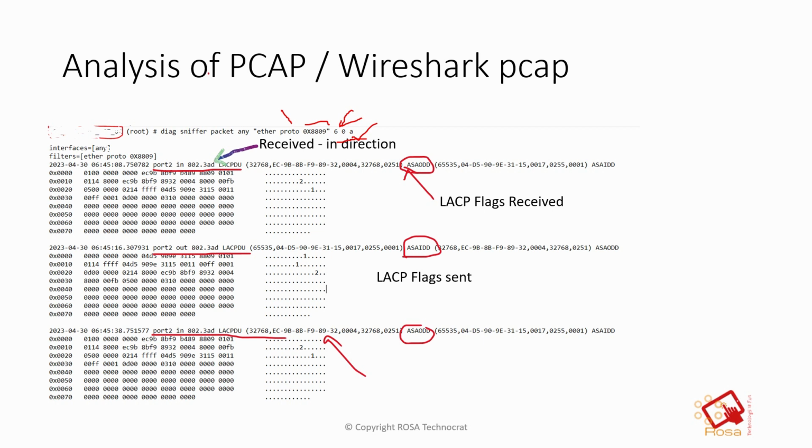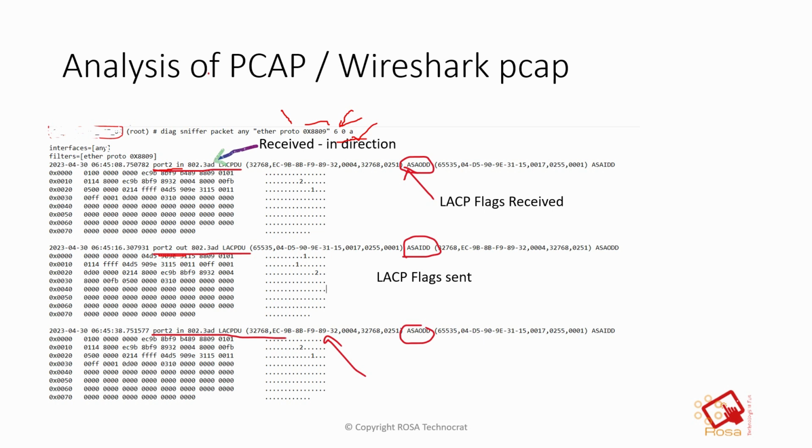When we are doing diag sniffer, you can see the LACP messages coming in and going out on the port. When the LACP message is received on port 2, you can see in the header or in the capture the state that the partner is sending, ASODD. And if you see here on port 2 out, what we are sending is AIDD. That means there is a difference in the flags, which clearly points out that there is some configuration mismatch between both the devices.